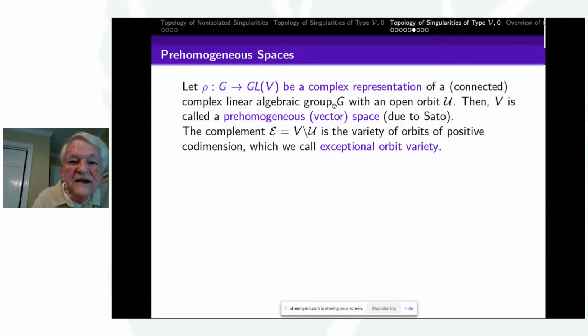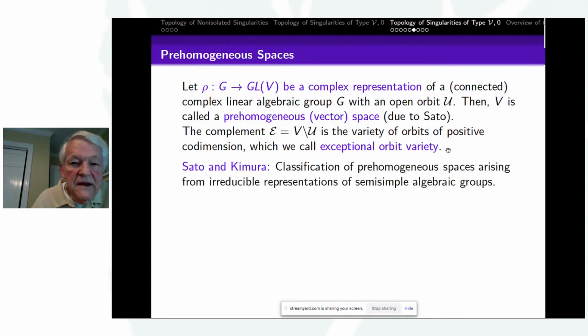In this case, because of the algebraic nature of this, so first of all, this is what is referred to as a pre-homogeneous vector space, and it's due to Sato. But one of the properties of this as a consequence of the algebraic properties here is that the complement is a variety, and I'm going to refer to this as the exceptional orbit variety. It's a variety of orbits of positive codimension. So there's been a fair bit of work done with these pre-homogeneous spaces. Sato and Kimura actually classified the ones which can arise from irreducible representations of this important class of semi-simple algebraic groups.